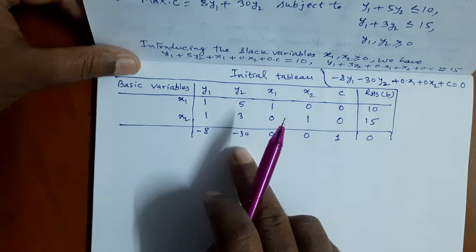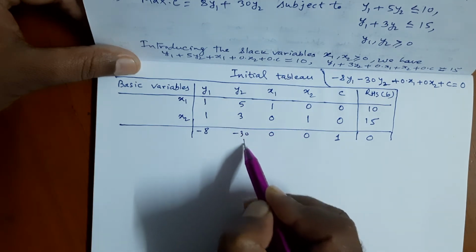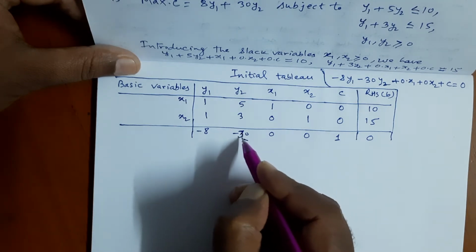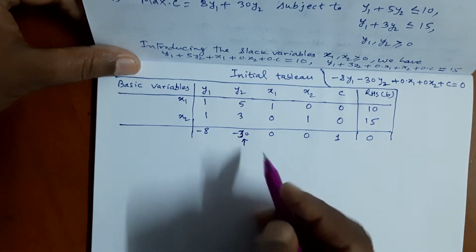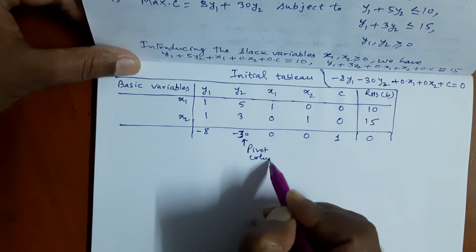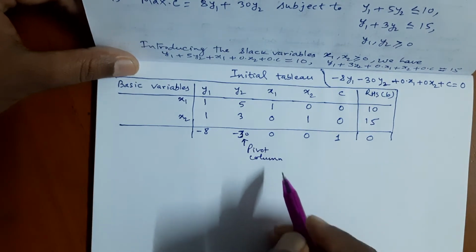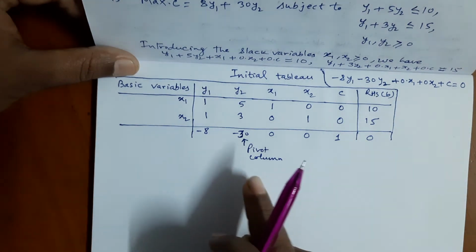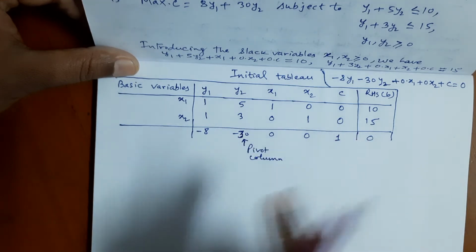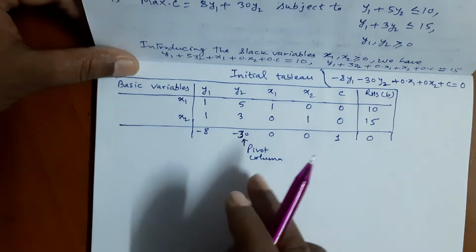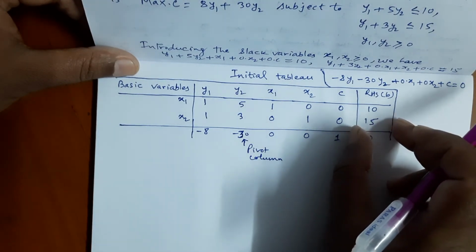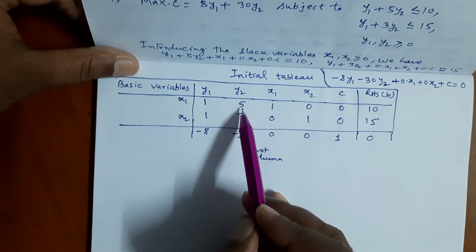In this bottom row we should see which one is more negative. Okay, this minus 30 is more negative, so this is the column containing more negative number in the bottom row, that is the pivot column. Okay, this is pivot column. The second column is the pivot column because this is more negative in comparison to other elements in the bottom row. And now we will divide the element in RHS by the elements in pivot column.